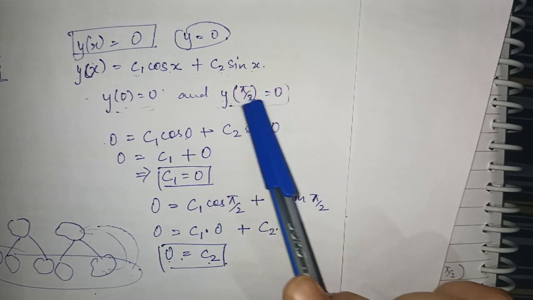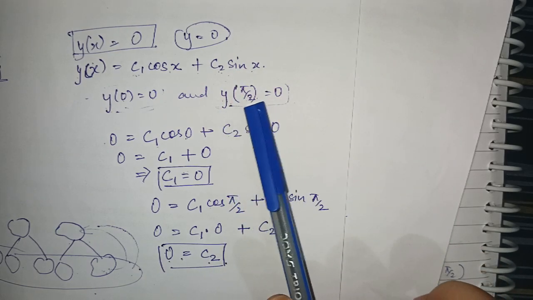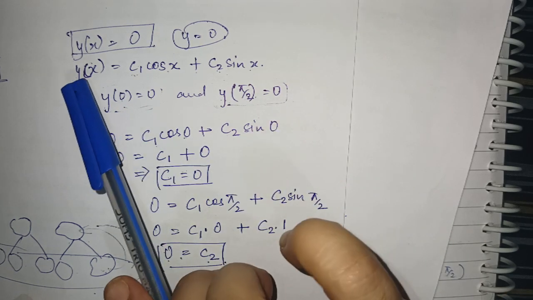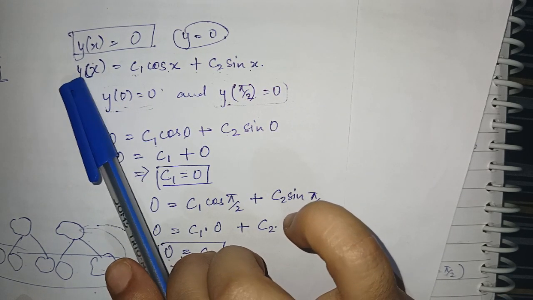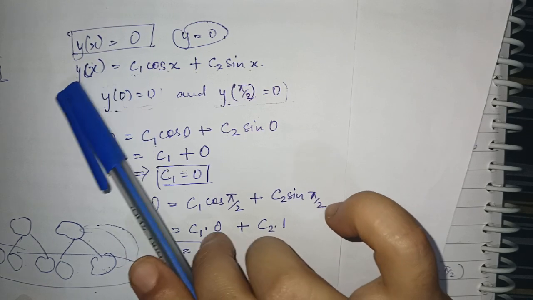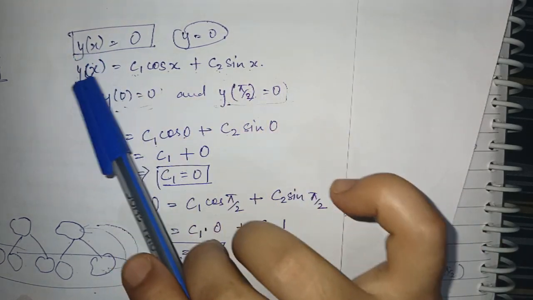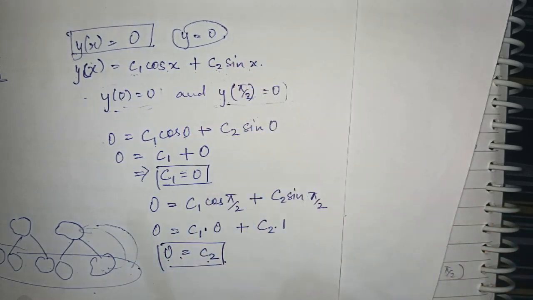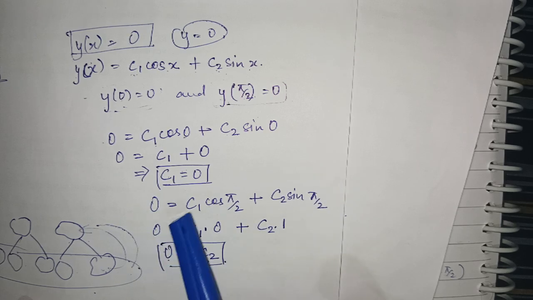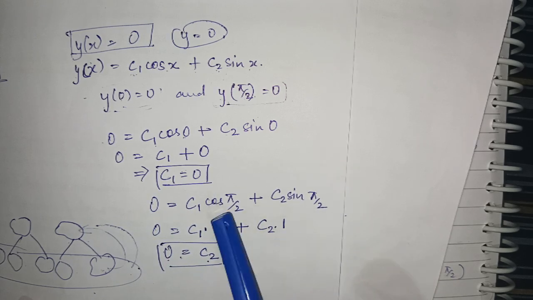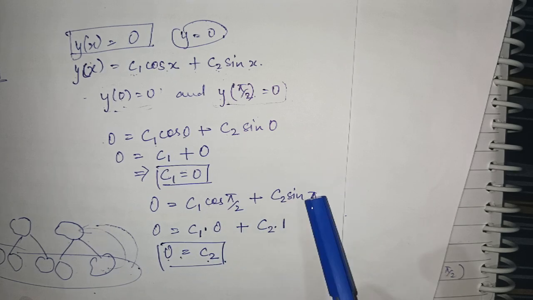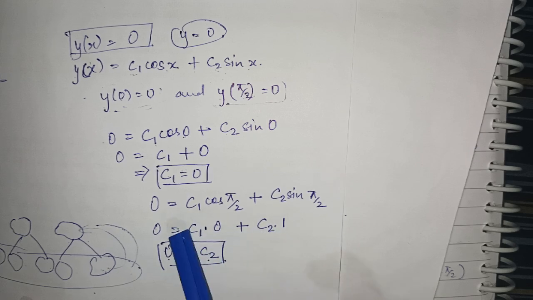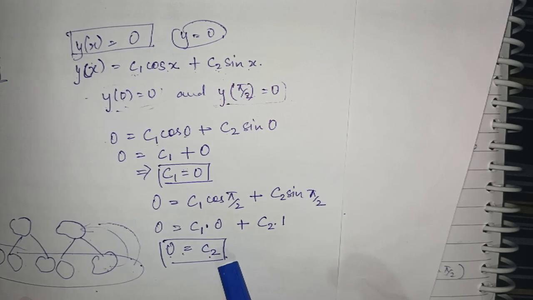Now we'll put the second condition. The second condition says that when we put x as pi by 2, we get y as 0. So x as pi by 2 makes this y(pi by 2), and we know that y(pi by 2) is 0. So 0 equals c1 cos pi by 2 plus c2 sin pi by 2. Now you know that cos pi by 2 is 0 and sin pi by 2 is 1. So this becomes 0 and this becomes c2. So c2 equals 0. From here you also get the value of c2.